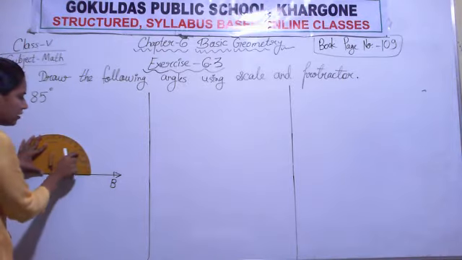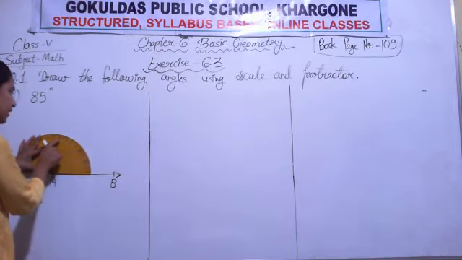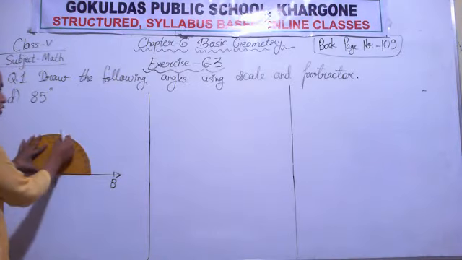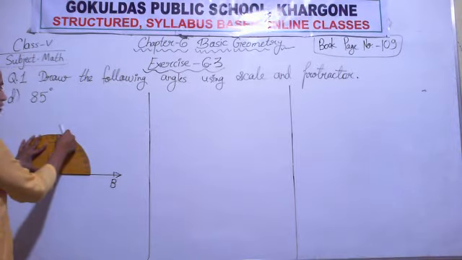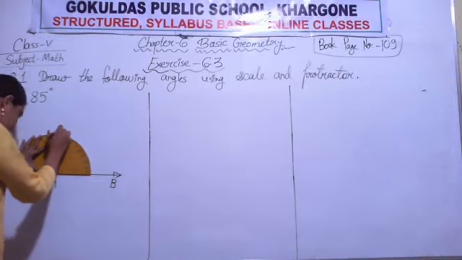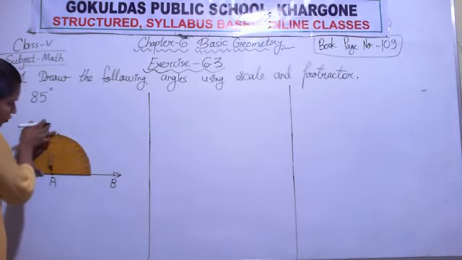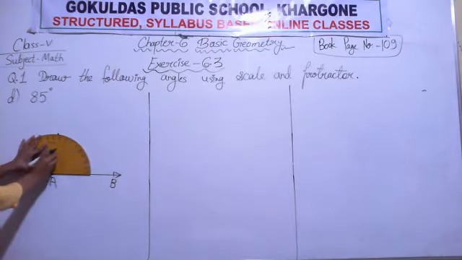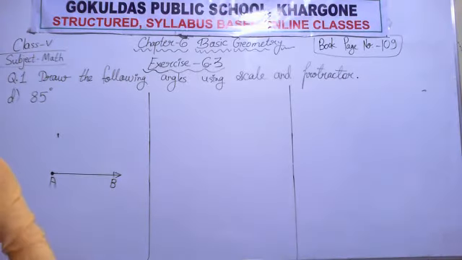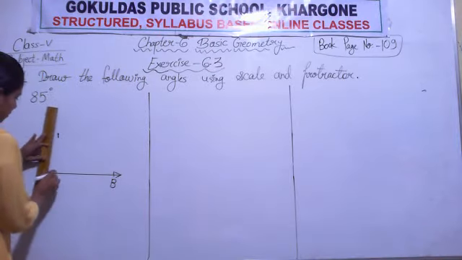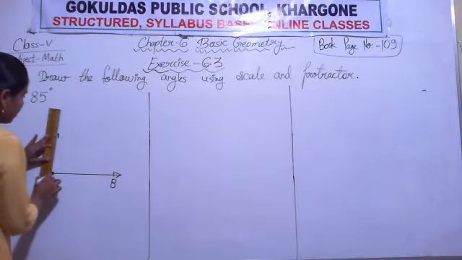Now fix the protractor here and observe the inner scale of the protractor. 0, 10, 20, 30, 40, 50, 60, 70, 80. 80 is here. But we want to draw 85, so count the 5 small lines after 80: 80, 1, 2, 3, 4, 5. So at this point 85 is showing. So mark a point here with the help of a pencil. You can remove your protractor now. Now join A with this point.